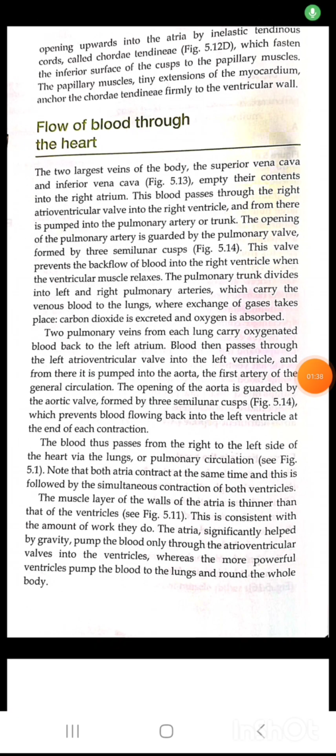So, next, the pulmonary arteries carry the venous blood to the lungs where exchange of gases takes place. Carbon dioxide is excreted and oxygen is absorbed. Two pulmonary veins from each lung carry oxygenated blood back to the left atrium. Blood then passes through the left atrioventricular valve into the left ventricle and from there it is pumped into the aorta, the first artery of the general circulation.